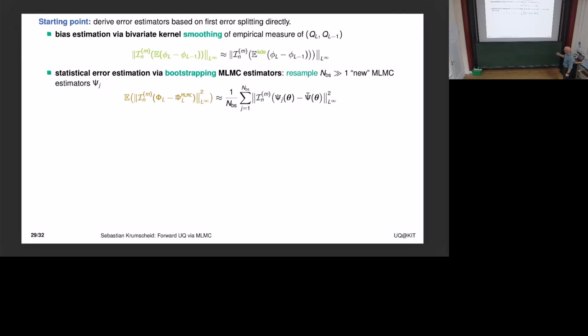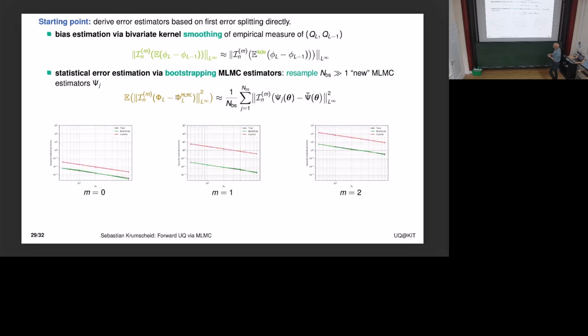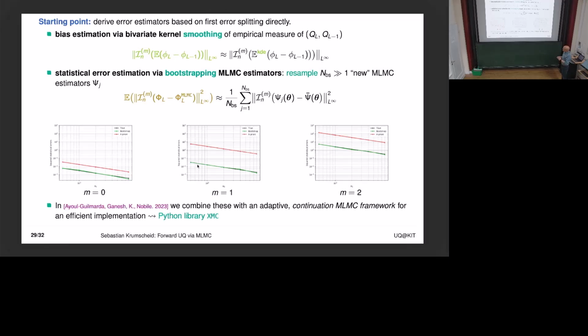And these types of ideas really helped us to bring the statistical error, which was the red curve, if you do this a priori for the first derivative, on top of this black curve. So we really got away with much sharper error estimates. Of course, it's empirical, and we may have only asymptotic consistency, but it turned out to be extremely useful in practice. And yeah, so this is then also part of this Python library XMC, where we have implemented these methods.